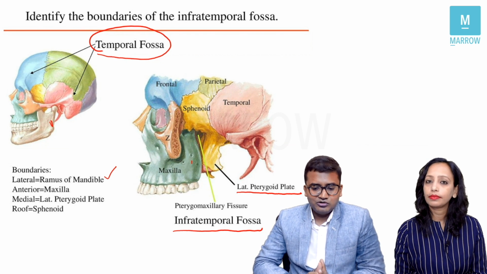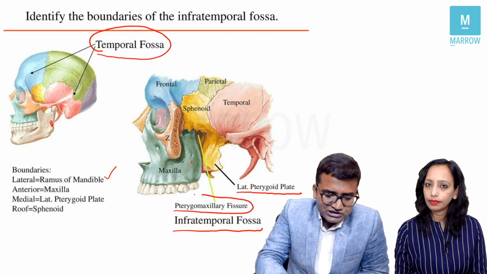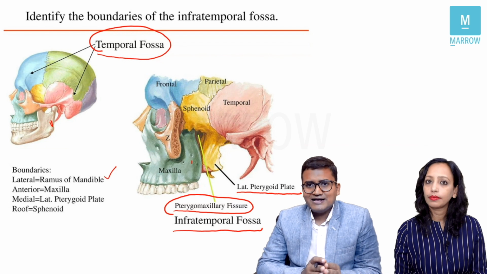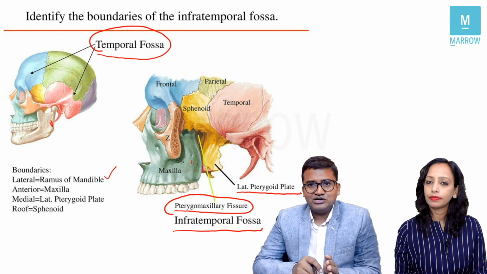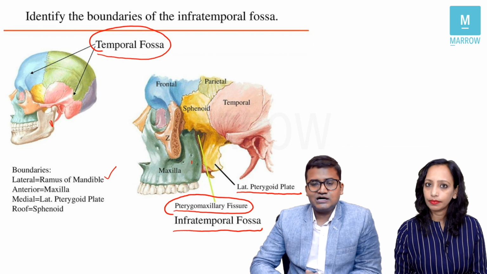Now what we have to know is the pterygomaxillary fissure. Why do we have to know the pterygomaxillary fissure, sir? So the pterygomaxillary fissure communicates the infratemporal fossa to the sphenopalatine fossa, otherwise known as pterygopalatine fossa.